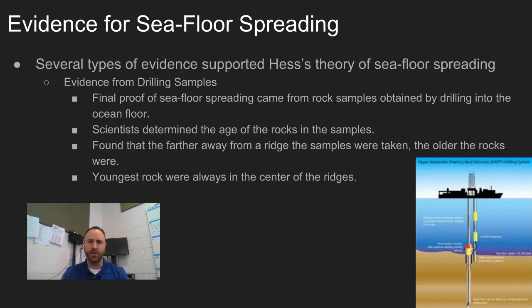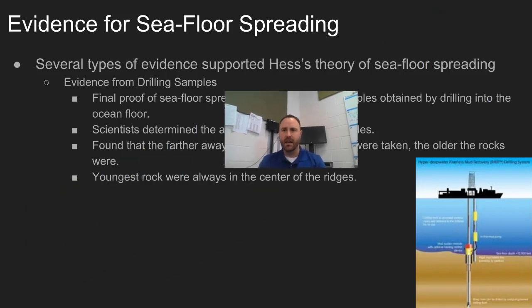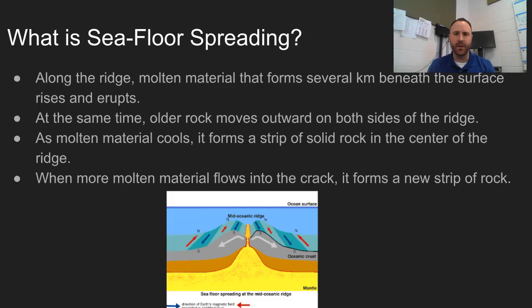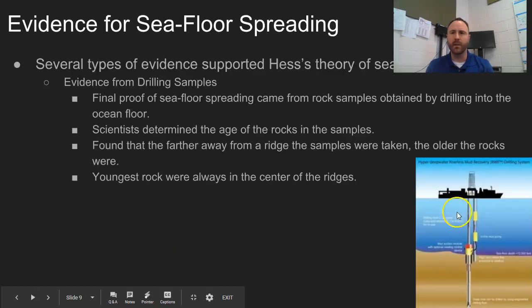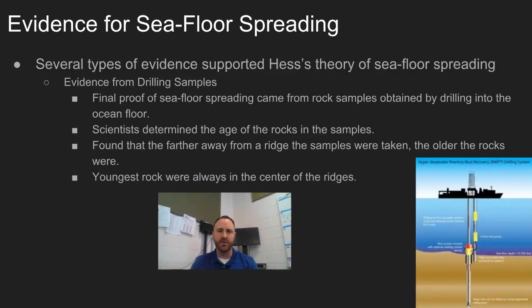Alright, so let me bring this back and help you to understand what that means. So imagine that if this is where the newer rock is formed, we would expect that when they take the sample, it would be newer rock. The material that was further away from it would be older rock. And according to what the information said, that was absolutely true.